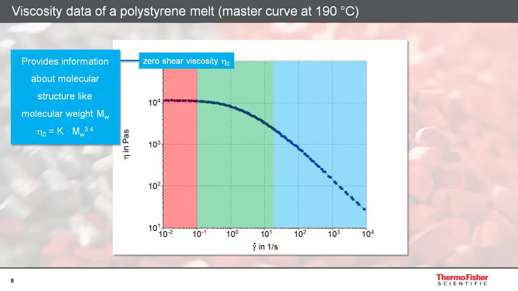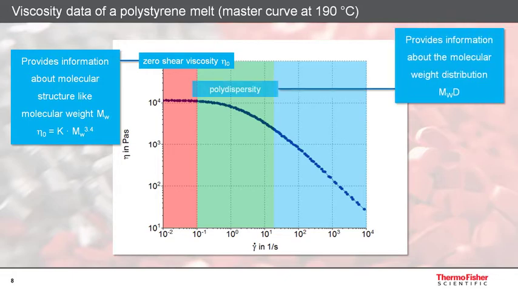At a medium shear rate range, we see the onset of shear thinning and the viscosity starts to decrease. The width of this transition range correlates with the molecular weight distribution of a polymer. This range also provides information about the relaxation behavior of the polymer.